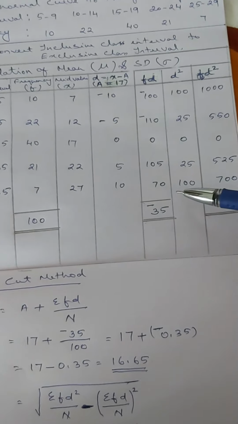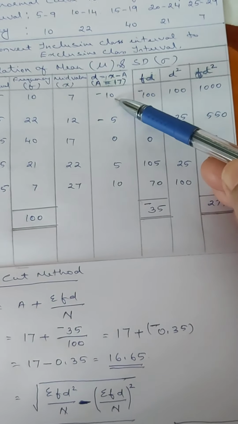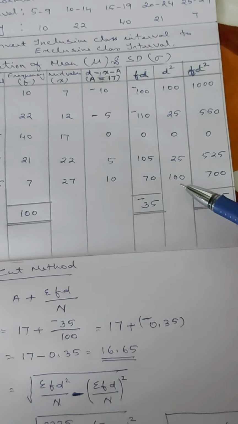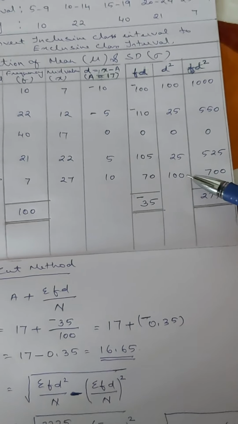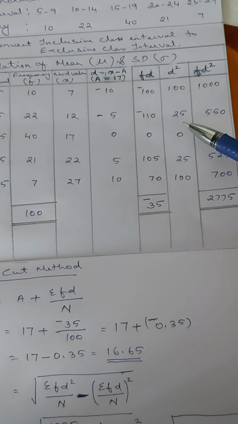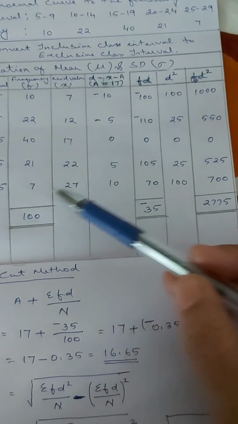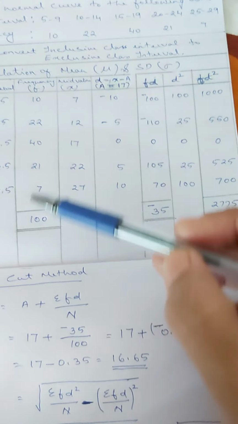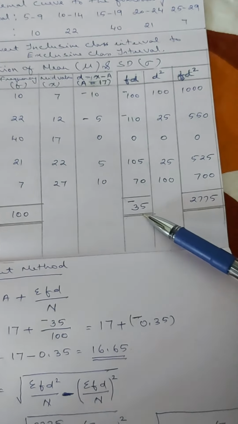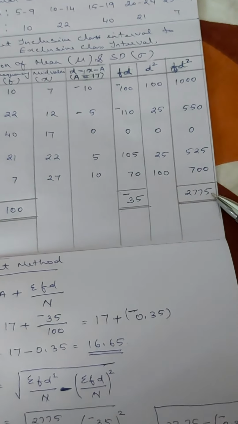Then comes d square, for calculating the standard deviation only. So d square is minus 10 square, minus 5 square, 5 square and 10 square. That comes to 100, 25, 0, 25 and 100. The next column is fd square, that is f into d square: 10 into 100, 22 into 25, 40 into 0, 21 into 25, then 7 into 100. So the total frequency comes to 100. The total of the fd column is minus 35, and the total of the fd square column is 2775.